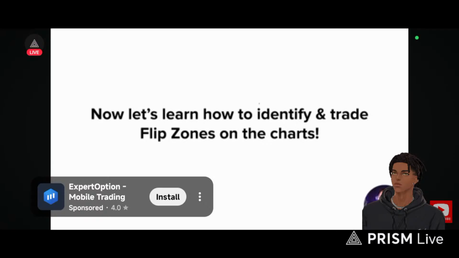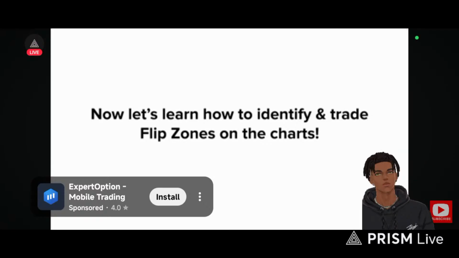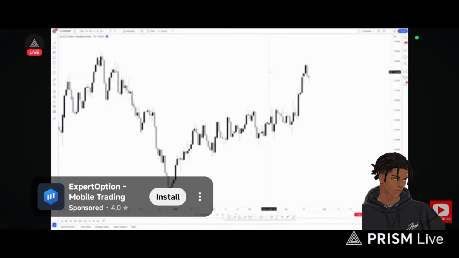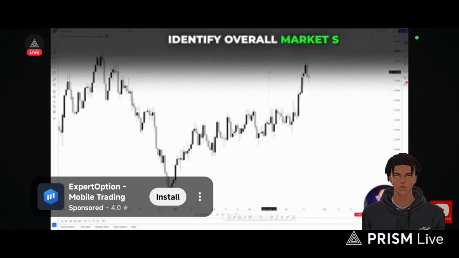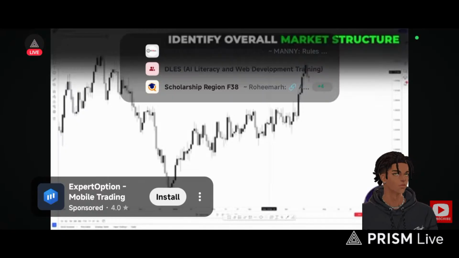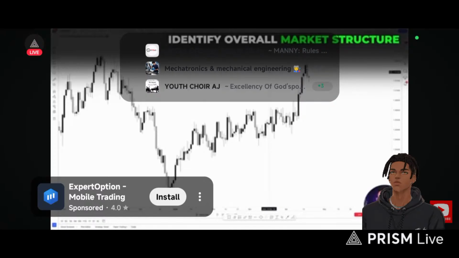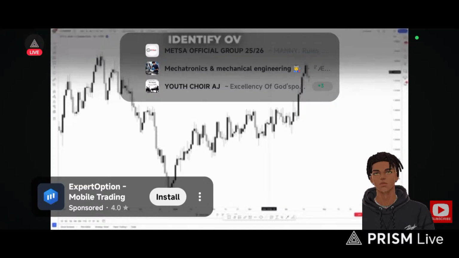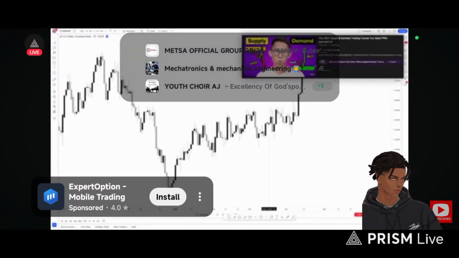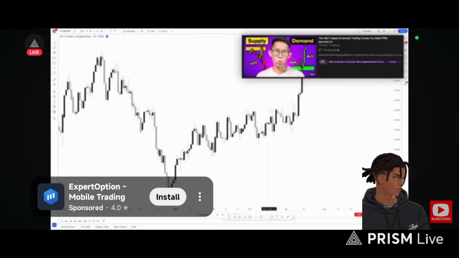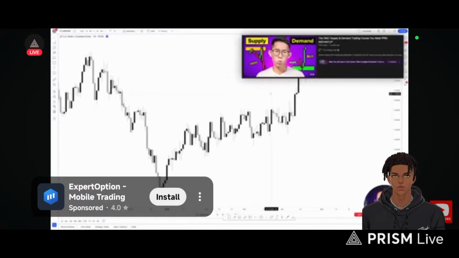Now let's go on to the charts and learn how to actually identify and trade these flip zones. When you pull up a blank chart like this, the first thing you need to do is always identify the overall market structure and mark up any supply and demand zones. If you still do not know how to mark up supply and demand zones, go and watch this video right here. But anyways, first things first, we look at the overall trend direction.